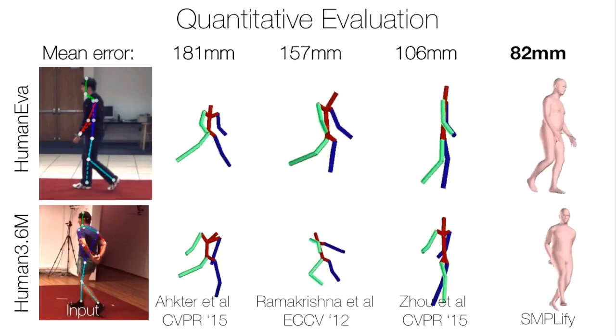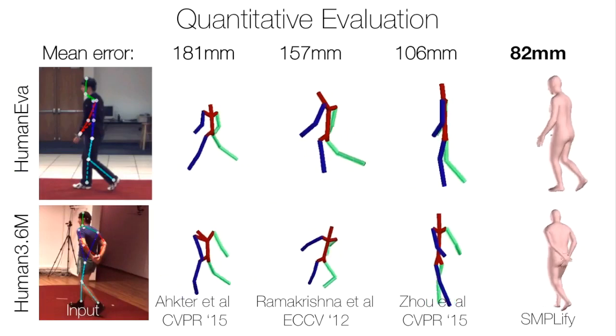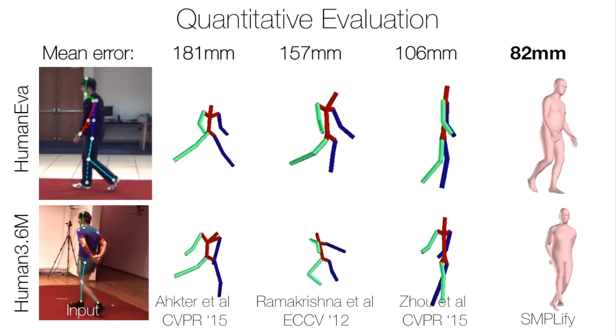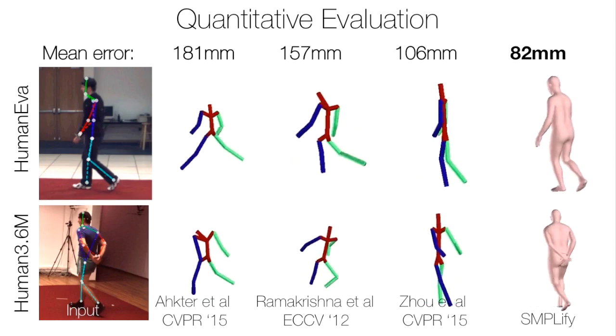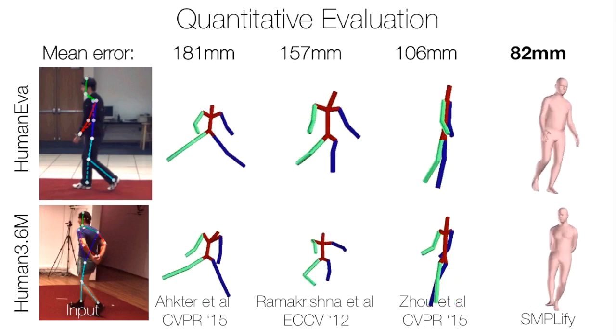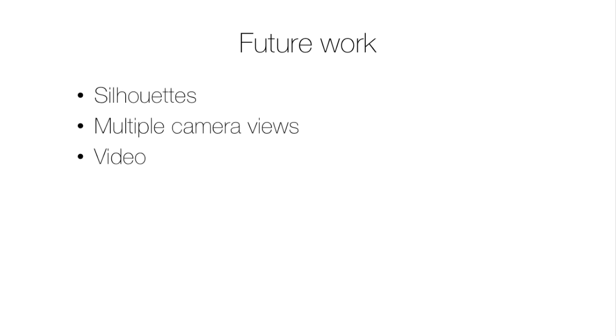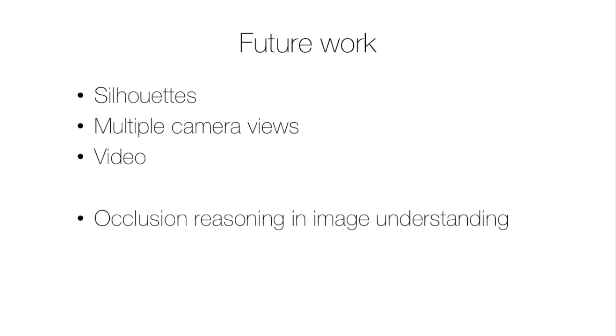We also quantitatively evaluated our approach on 2 widely adopted datasets, HumanEva and Human3.6M, and achieved state-of-the-art results. Our approach is conceptually simple and easy to customize, so there are many avenues for future work. Results can benefit from cues like silhouettes, multiple views, and temporal information in video. Having an explicit 3D mesh may help occlusion reasoning in image understanding, and these meshes may serve as training data for various applications.